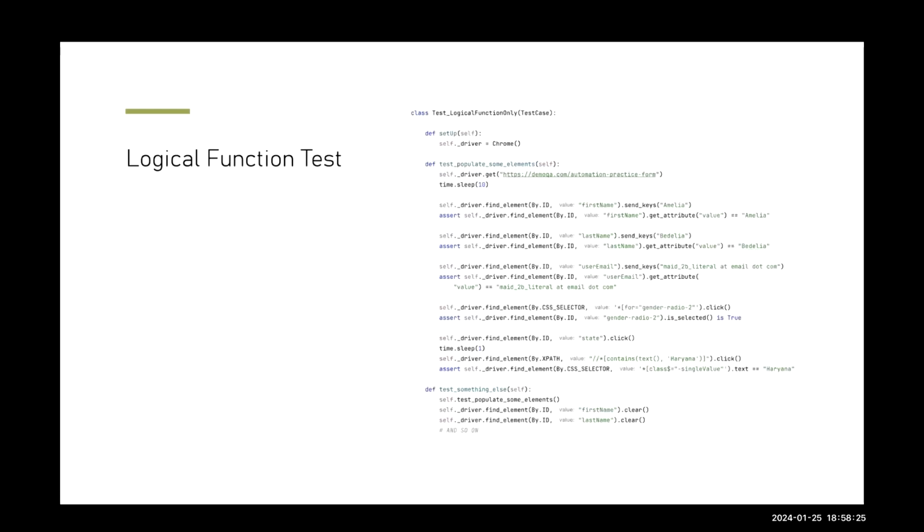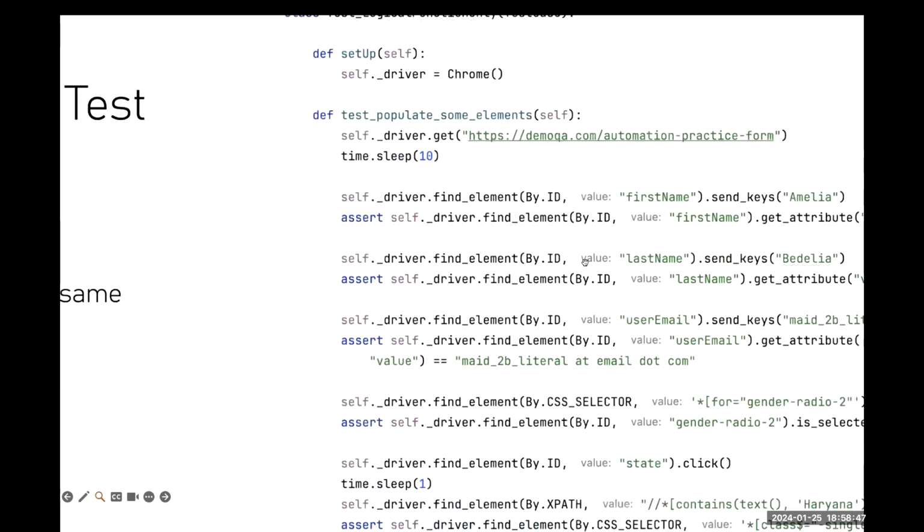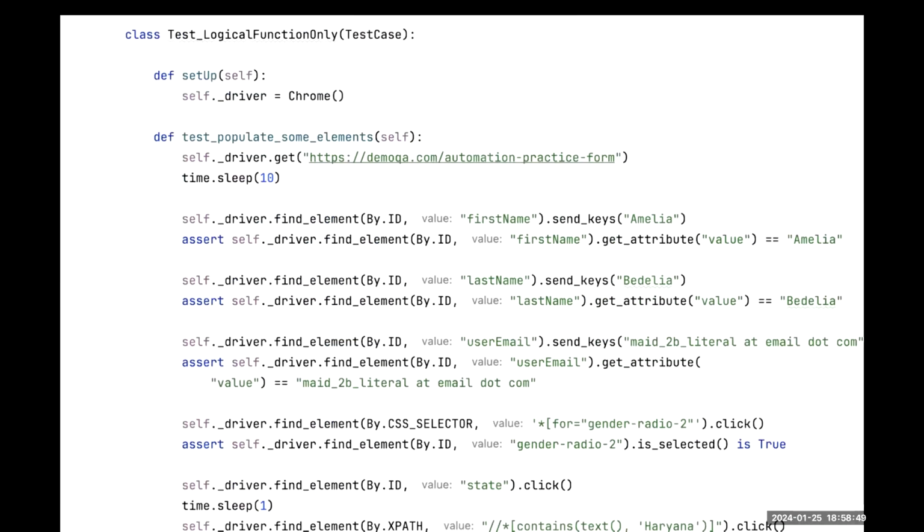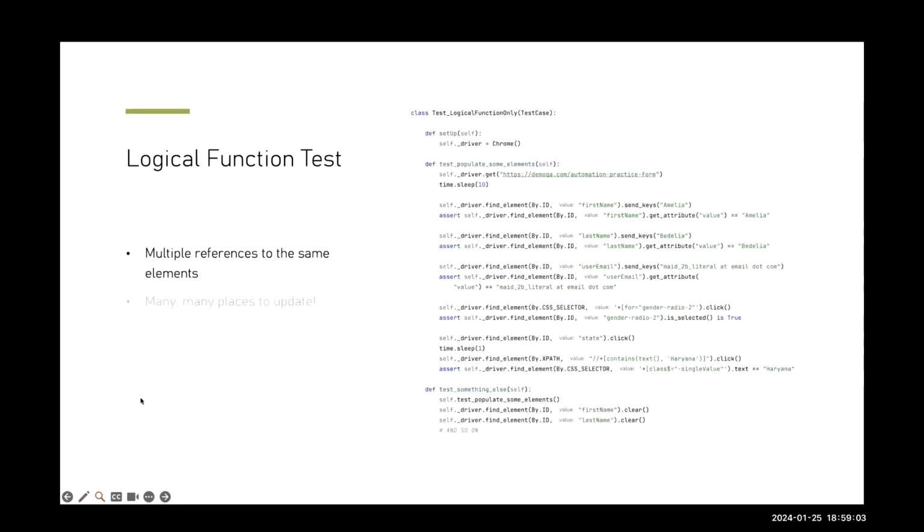This is a test built on a logical function. So as you can see here, maybe you can see the code, maybe you can't. It might be a little small, but don't worry. As you can see here in the code, we have multiple different references to the same element here. So in this case, as you can see, if I can zoom in there. There we go. As you can see, we have first name referenced many times, last name referenced many times. What is this even doing? Do you even know? I don't know. If you code your test like this, by the way, please don't.